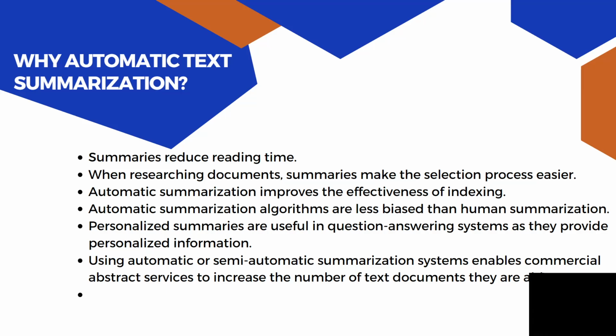So why automatic text summarization? Because it reduces reading time. When researching documents, summaries make the selection process easier. It improves the effectiveness of indexing. Automatic summarization algorithms are less biased than human summarization. They are useful in question answering systems as they provide personalized information. Using automatic or semi-automatic summarization systems enables commercial abstract services to increase the number of text documents they are able to process.